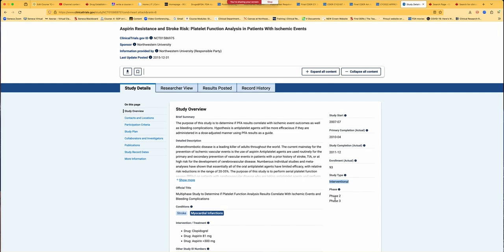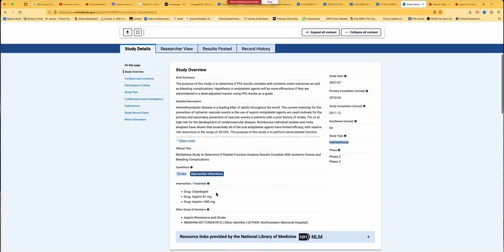And then we look into phases. Phase 2, we started with a low number of subjects, and then we continued with phase 3 for having a larger or higher number of subjects. Then we look into the drugs. We didn't only choose aspirin, but we also used clopidogrel. So we were comparing our drug, aspirin 81 milligrams, with clopidogrel, and we also tested aspirin 81 milligrams against aspirin at 300 milligrams.